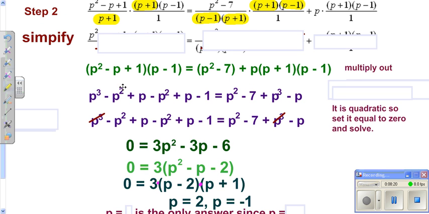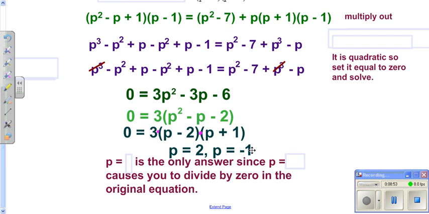However, keep in mind up here, if you plug a 2 in here, it doesn't cause you to divide by 0 because you get a 3. And a 2 minus 1 is 1, and a 2 plus 1 is 3. So your denominators don't become 0 when you plug in the 2. But if you try your negative 1, a negative 1 plus 1 is 0, so it causes you to divide by 0 here. It would also cause this one here to divide by 0. So you are not able to use your negative 1 since you are dividing by 0. So your only answer is the 2.